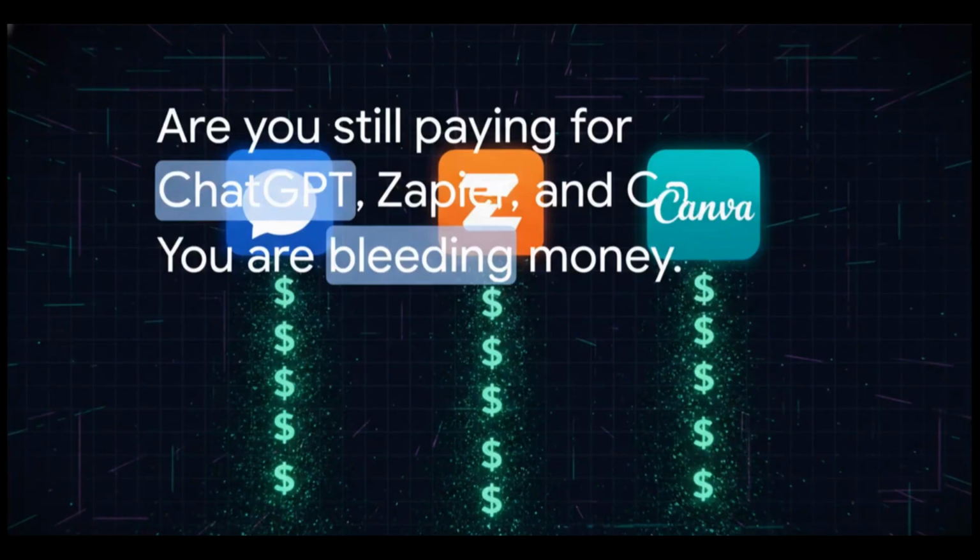Okay, let me ask you something. Are you still paying for ChatGPT, Zapier, Canva? If you are, you're literally bleeding money. But what if I told you that you've got this whole suite of incredibly powerful and yet completely free AI tools just sitting there, hidden inside your Google account?